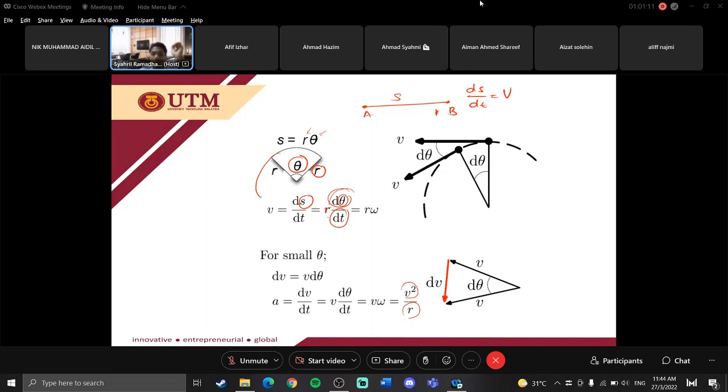So d theta over dt is equal to omega. What is omega? Omega is actually angular velocity. V is the rectilinear velocity, or the straight line velocity, and omega is the angular velocity. So then you get V is equal to R omega. This is the relationship when you're moving in a curve: the rectilinear velocity can be determined using R and angular velocity.